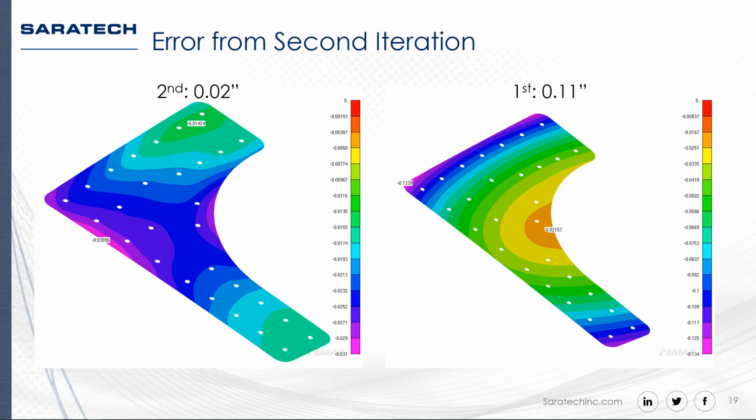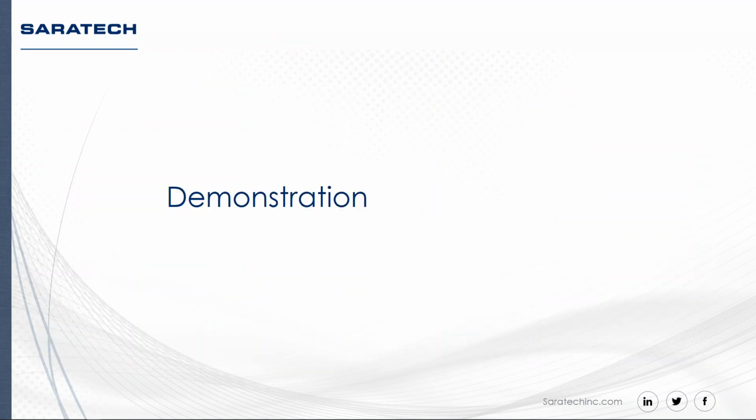If you decided you needed something even better than that, you could run through as many iterations as required to get down to the error that you were looking for. But I think this is probably acceptable, so I now have a compensated die shape. At this point, I'm going to try and demonstrate some of these features in FEMAP.